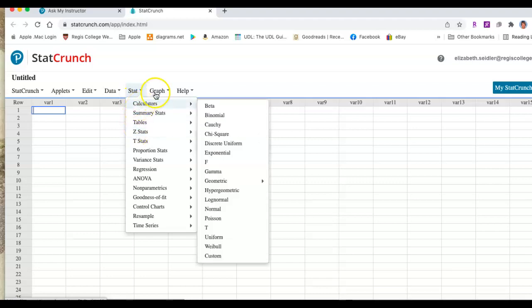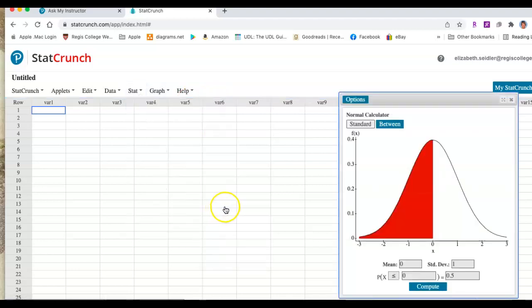So I'm just going to use calculator, normal, and if I'm using the Z distribution, what I'm looking at, let's say we're doing a right-handed test with significance level of 0.01. That means that the area in the tail would be 0.01 in the right tail.